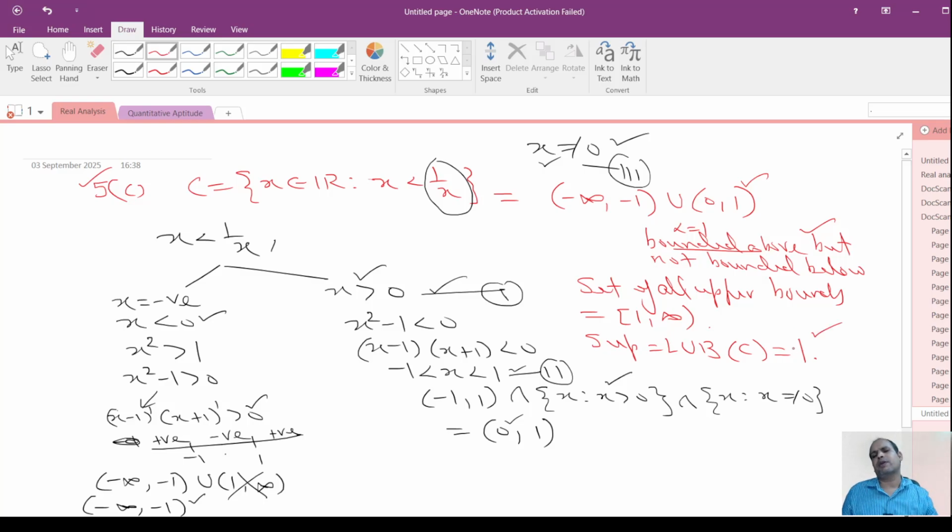So, in this case we can see that the supremum exists because it is bounded above, but supremum 1 is not a member of the set C. So, supremum may or may not belong to the set, and for existence of supremum the set has to be bounded above. Similarly, we can do the next part. Let us do one or two more questions on this.